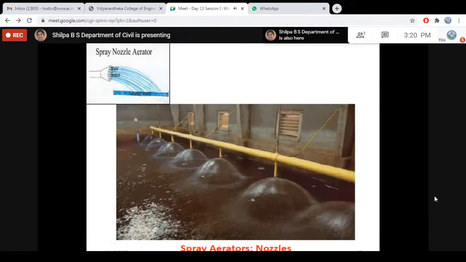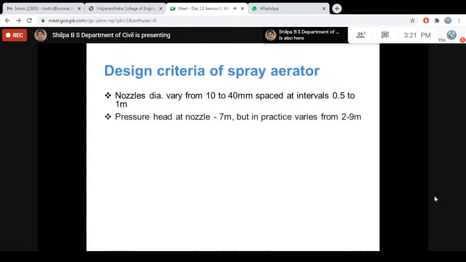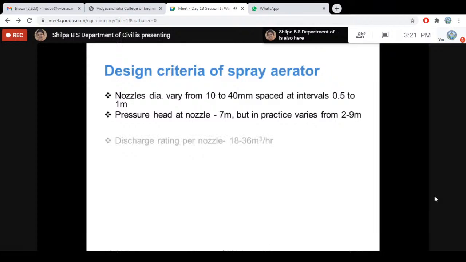Coming to the spray aerators, water is made to come in contact with air in the form of fine droplets. Depending on the size of the nozzles, the diameter of these droplets will vary. The nozzle diameter usually varies from 10 to 40 mm, spaced at 0.5 to 1 meter, and the pressure head at the nozzle will usually be about 7 meter. But in practice, we will vary it from 2 to 9 meters.